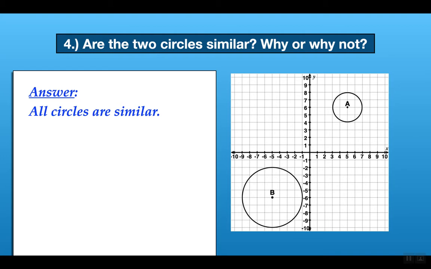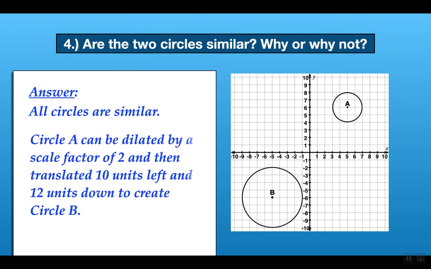Now, if they're similar, that means that there has to exist a series of transformations that you could do to one circle to make it become the other circle. So let's just examine what the transformations are in this situation so that you could review how that works. Circle A can be dilated by a scale factor of 2 and then translated 10 units left and 12 units down to create circle B.